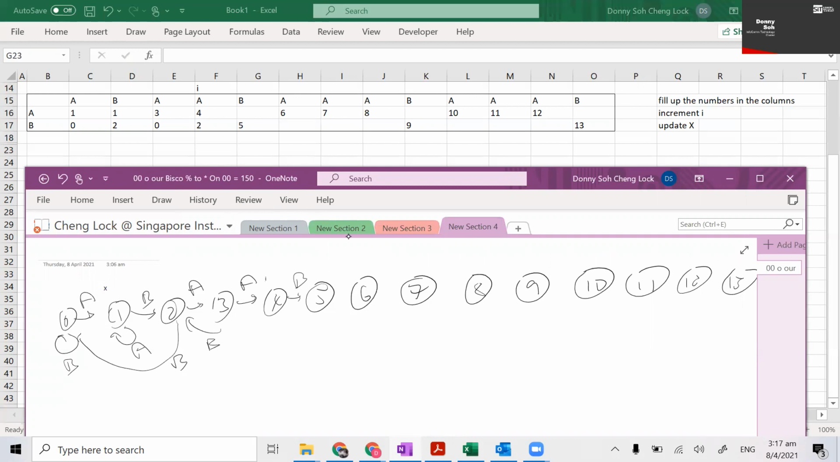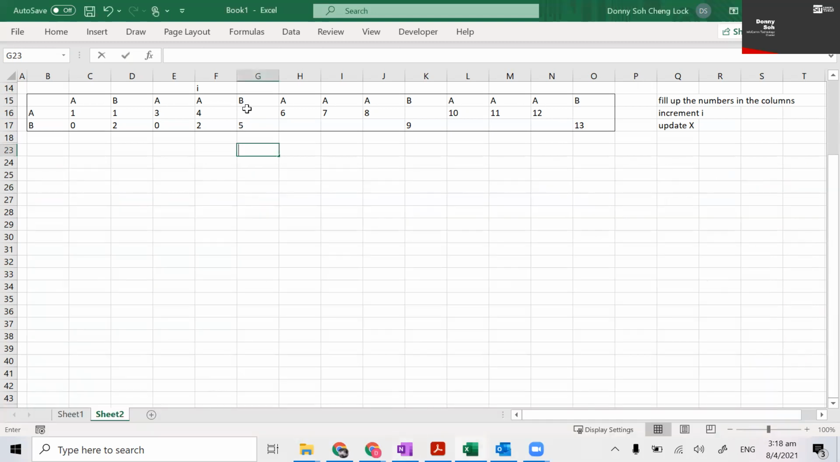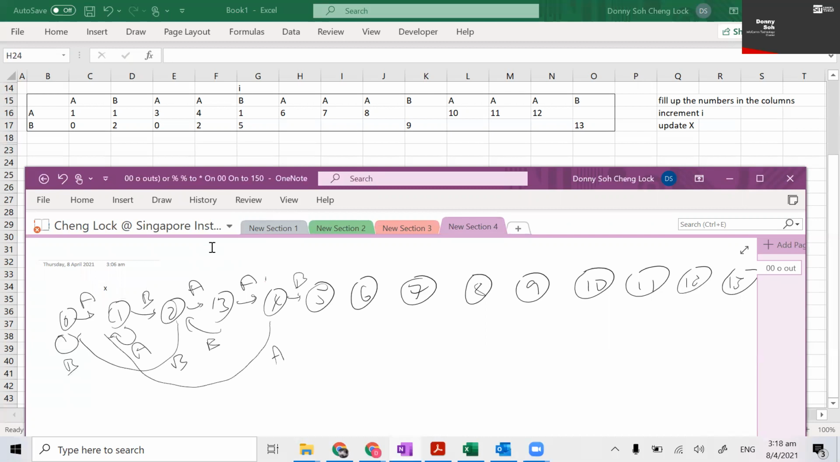From 4, let's see if A comes. What happens to X if I see an A? It will stay at state number 1. So this would go back to state number 1. A. So this will be 1. So I update my I. And what will happen if X sees a B? It goes to state number 2. Okay.